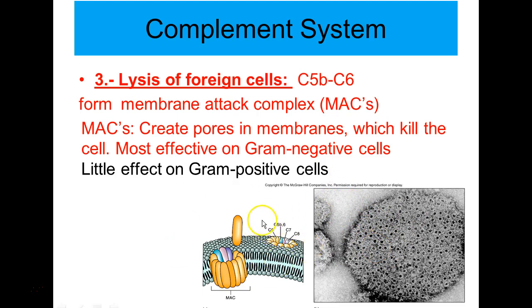Bacterial cells that have peptidoglycan cell walls are not susceptible to MACs because they do not have a lipid cell wall. On the other hand, gram-negative cells, which have lipopolysaccharides on their cell wall, are susceptible to pores formed by MACs.